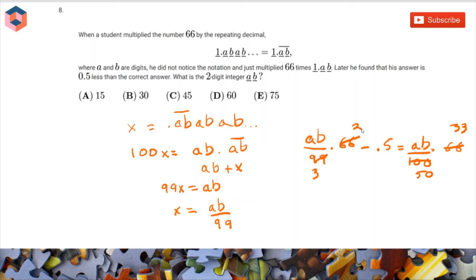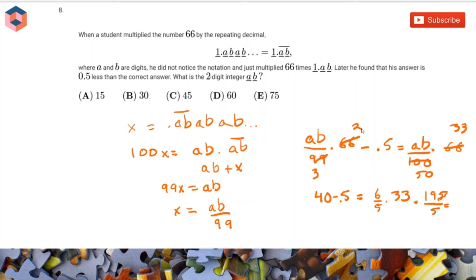So we'll start with D, which would give us 60 times 2 divided by 3, which is 40, minus 0.5 is equal to AB over 50, so 60 over 50 times 33, which is 6/5 times 33, or 198 divided by 5, which would give us an answer of 195 plus 3/5.